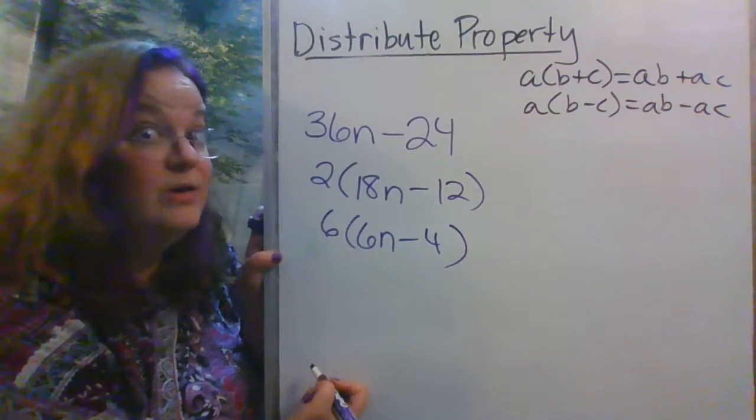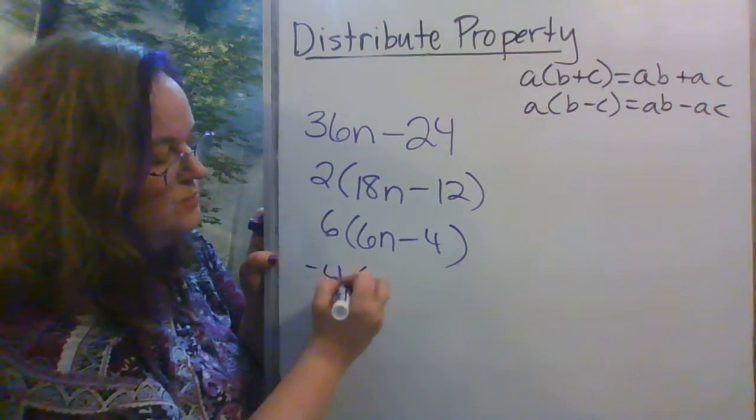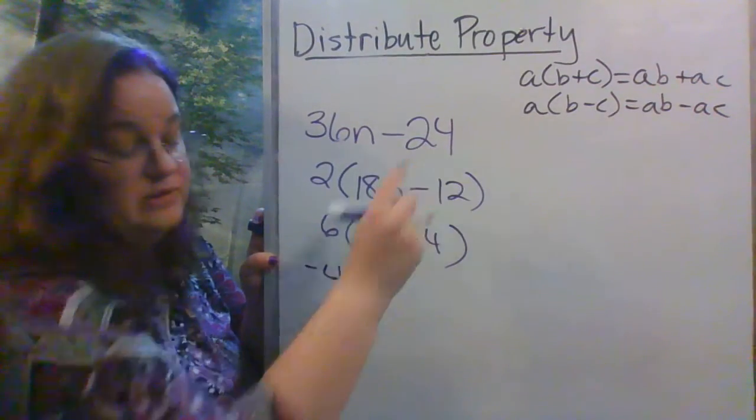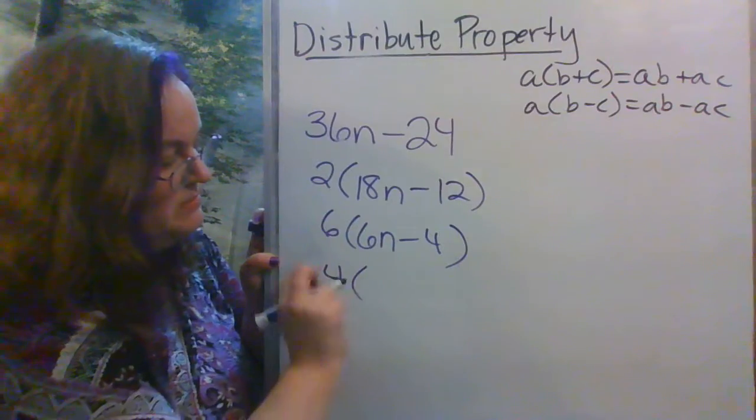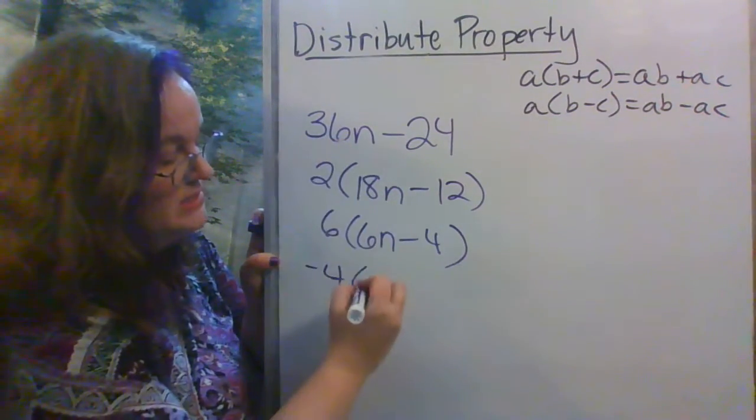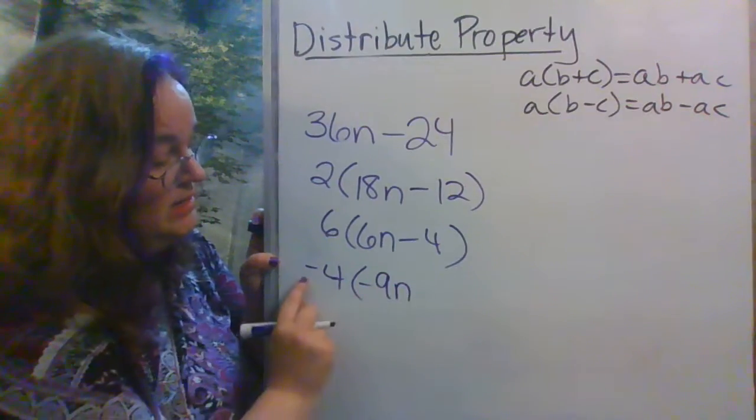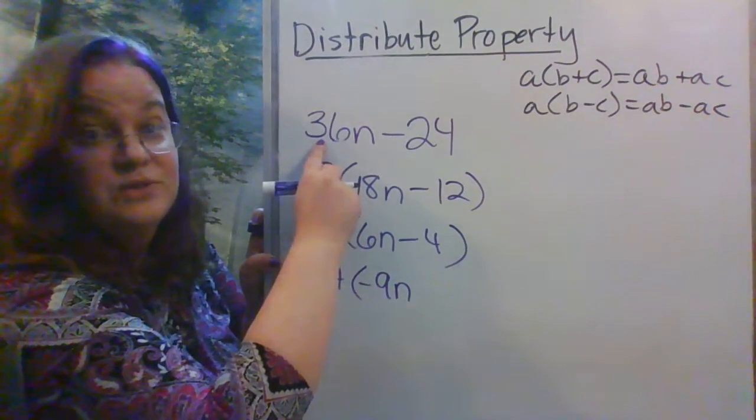I could factor out a negative number, like for instance, negative 4. 4 goes into both 36 and 24 evenly. So 4 goes into 36 9 times, but since I have a negative, it's going to flip the sign. This is positive. It's now going to become negative 9, because negative 4 times negative 9 is positive 36.